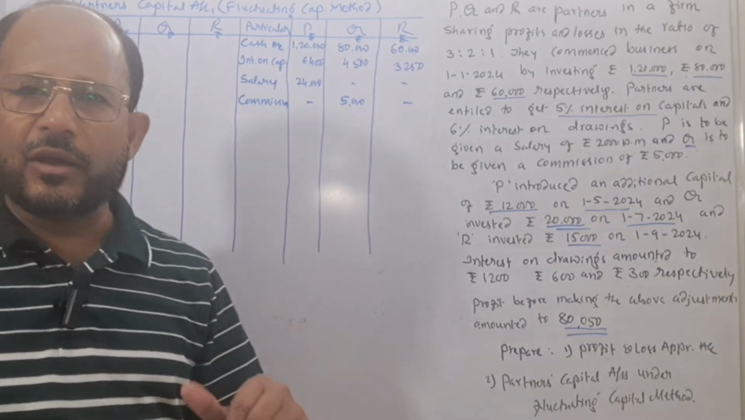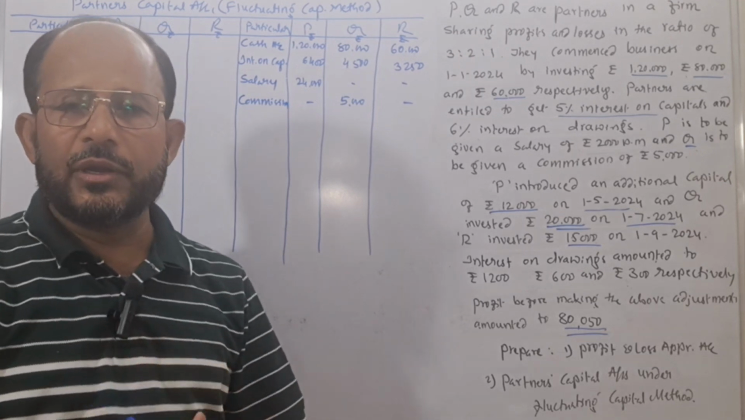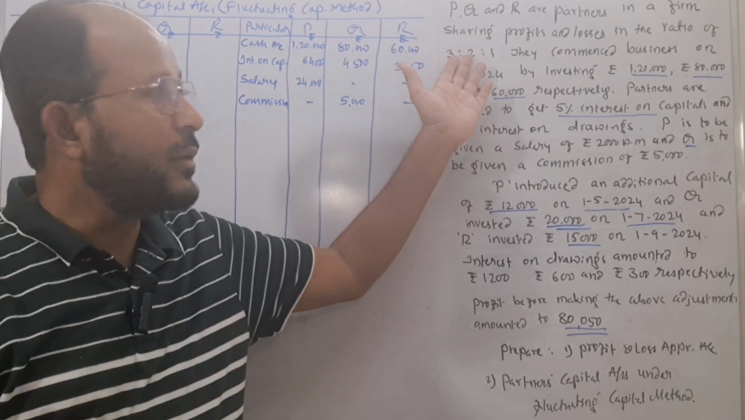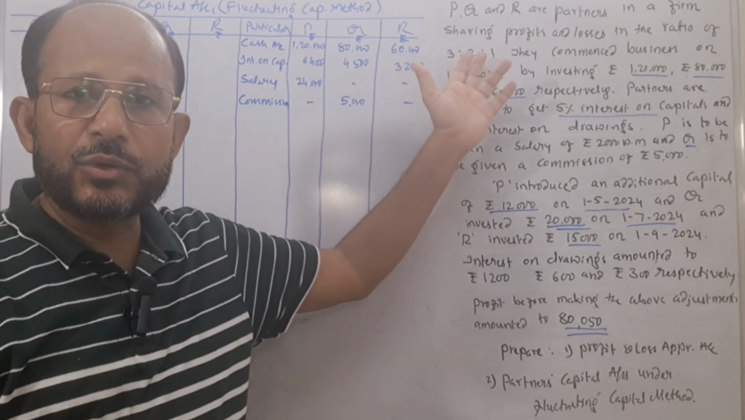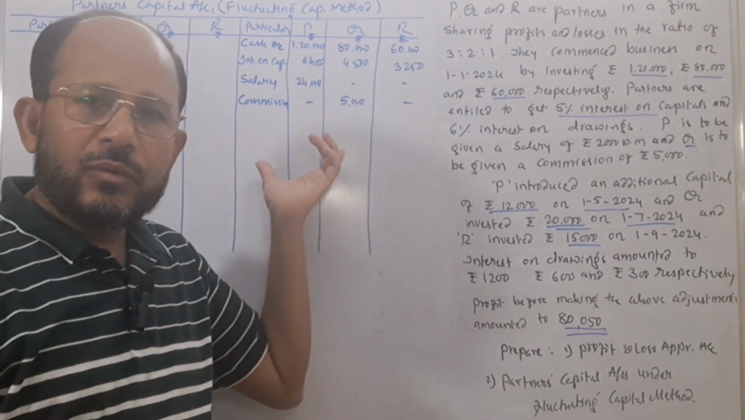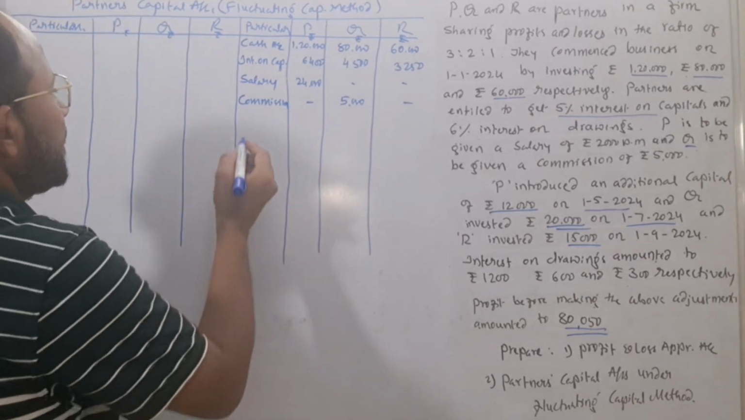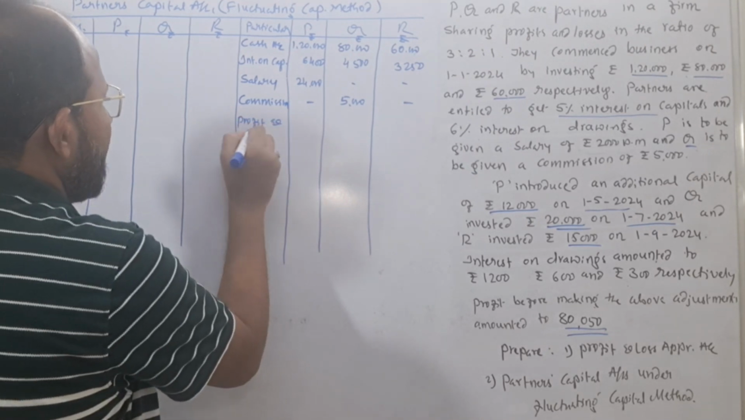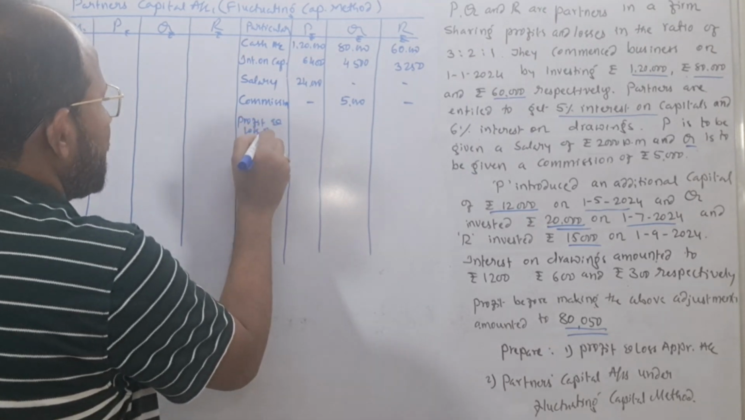After preparing profit and loss appropriation account, we found out net profit of the business that we shared to the partners in the profit sharing ratio, that is 3:2:1. That is why share of P, Q, R now we are going to credit. Here you write profit and loss appropriation account.